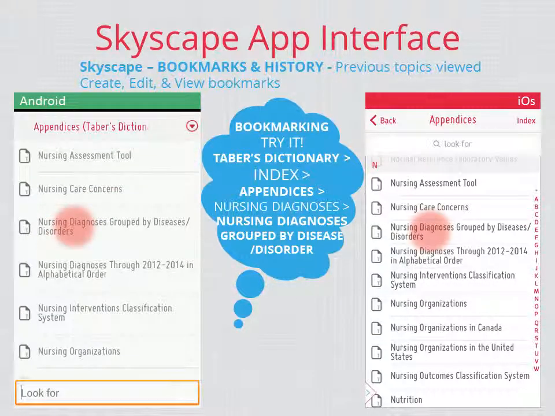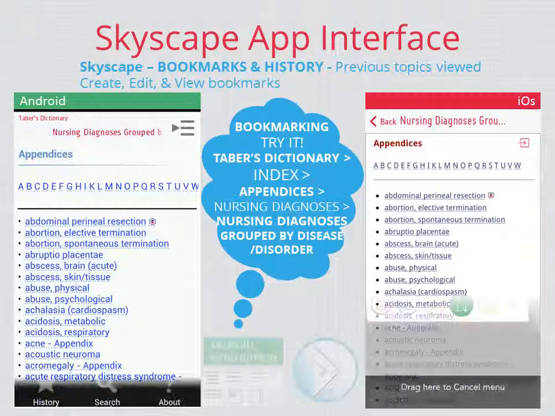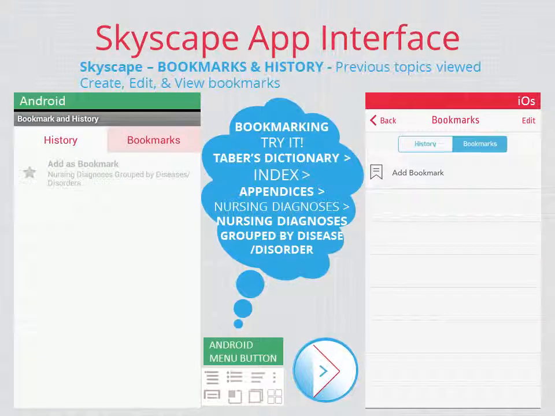Now that I have a great alphabetized list of all the nursing diagnoses grouped by disease and disorder, I can save this as a bookmark by tapping on History and Bookmarks and Add Bookmark. Now I will have this bookmark available at any time.